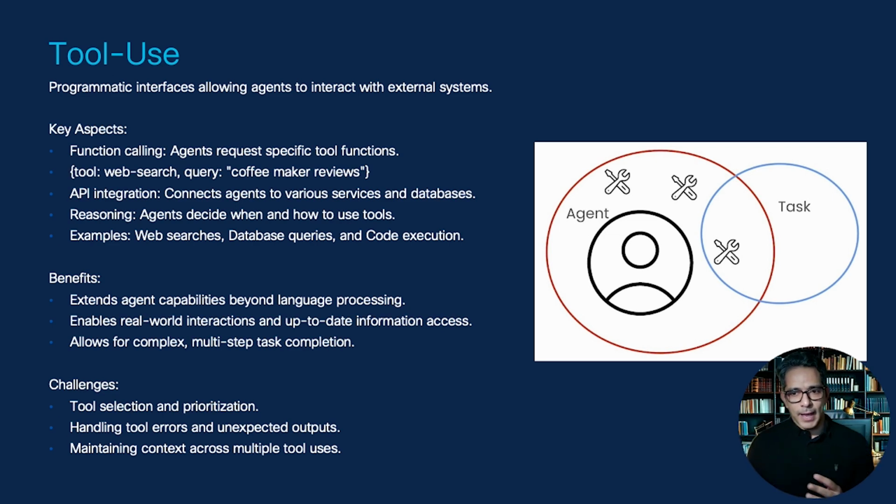So it's not just about having access to these tools, but also about the agent's ability to reason about when and how to use these tools effectively. Key examples include web searches for up-to-date information, database queries for specific data retrieval, code execution for computational tasks, and so on and so forth. The benefits are, of course, agents can extend their capabilities far beyond just language processing. They can interact with real-world systems and complete complex multi-step tasks that require diverse actions.